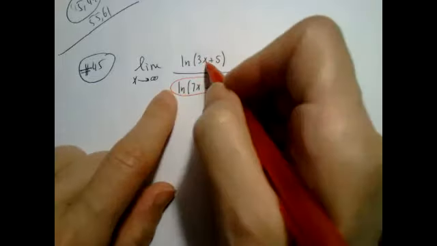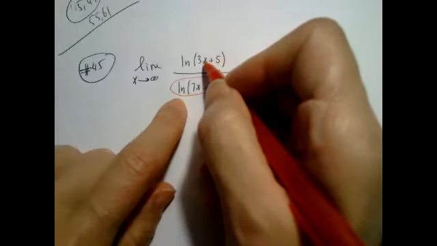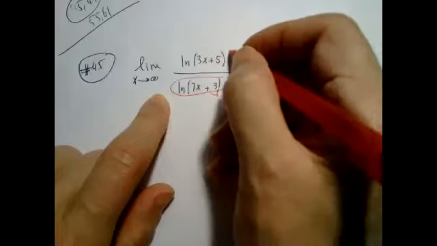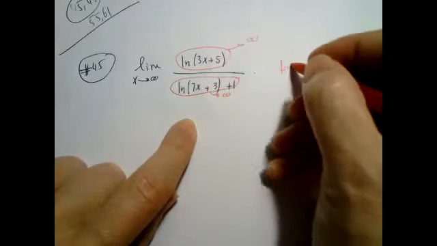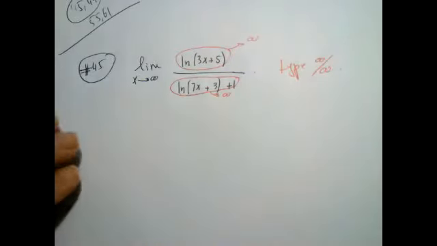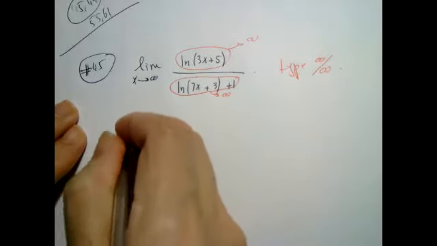Now the numerator. So I have infinity here. Now I have to make sure I have infinity up here. When x goes to infinity, 3x plus 5 becomes very large. So the ln of something large goes to infinity. So now this is type infinity over infinity. So I can use L'Hopital. So this is equal to L'Hopital's rule.